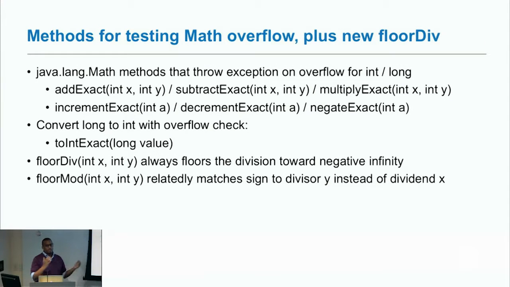If you're building these streams and performing arithmetic, a lot of times you don't want to accidentally overflow. So there are utility methods now with exact in the name in java.lang.Math. If you use these methods, anytime they detect an overflow, they will throw an exception for you. And so that can just make streaming easier. For those who are interested in doing division, especially on negative numbers, if you want those numbers to always move towards negative infinity, there's a floor division method and floor modulus operator. The biggest utility there is that the sign matches the divisor instead of the dividend.